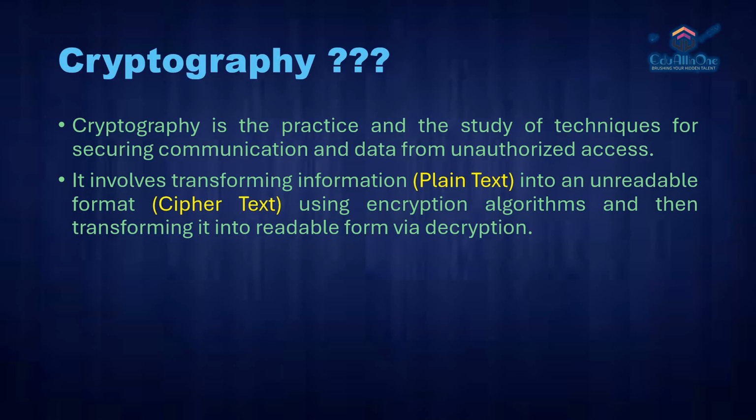What it mainly does is transform the common information, which is also called plain text, a human readable text, into an unreadable format. That unreadable format is also known as ciphertext, using encryption algorithms, and transforming it back into readable form via decryption.